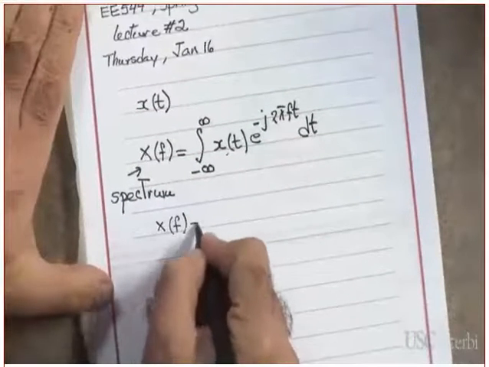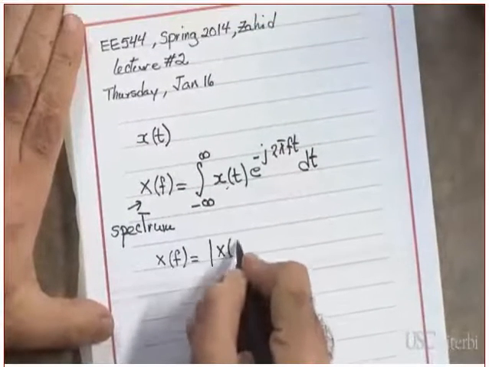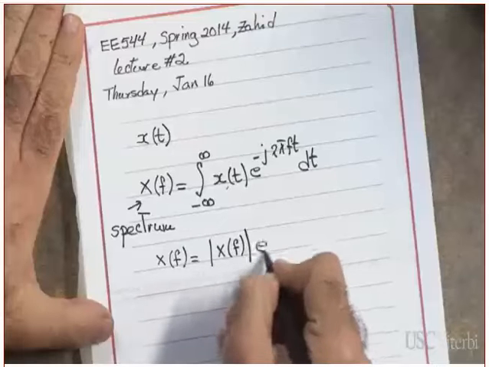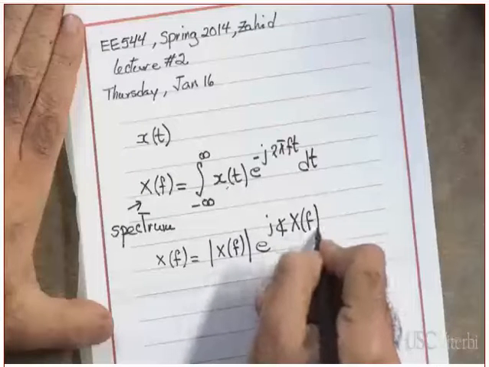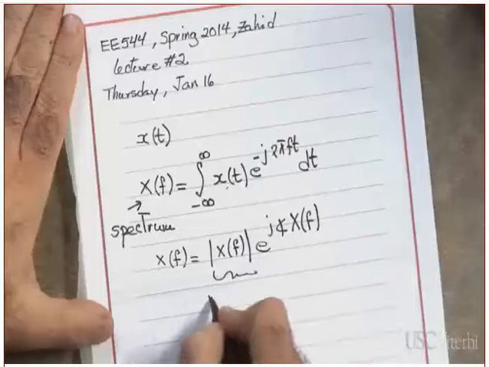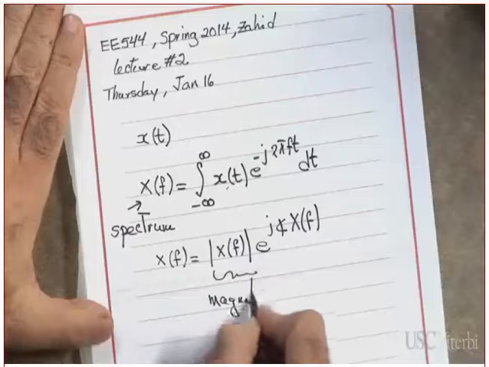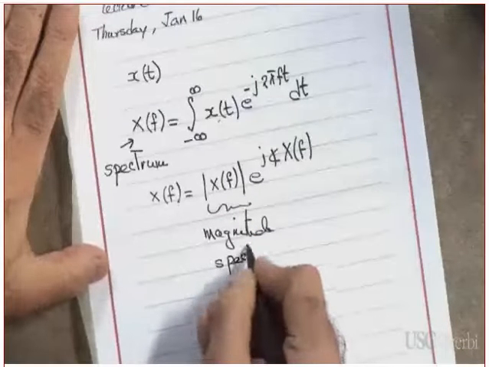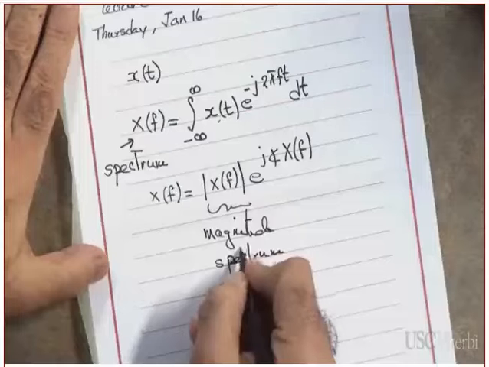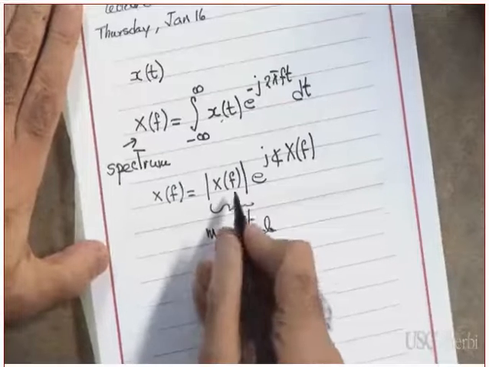X of f is equal to what? Absolute value of X of f times e to the j angle of X of f. Clear? What do I call this? This is called the magnitude spectrum, not the magnitude phase. The magnitude spectrum. What is the property of this?